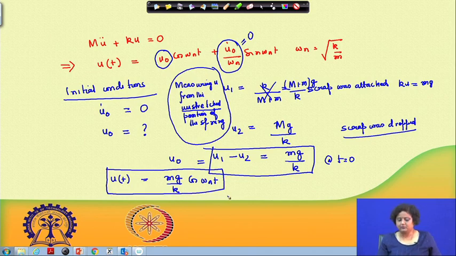This is the response of the system. The response u is being measured from the unstretched position of the spring. You can also find it from the static equilibrium position of the spring as well. I leave that part to you.